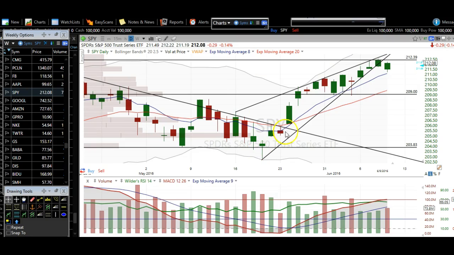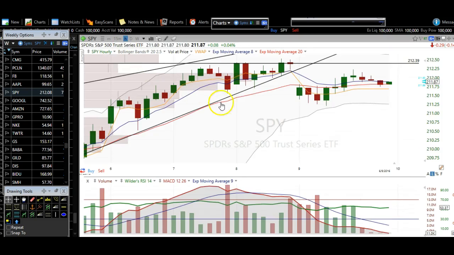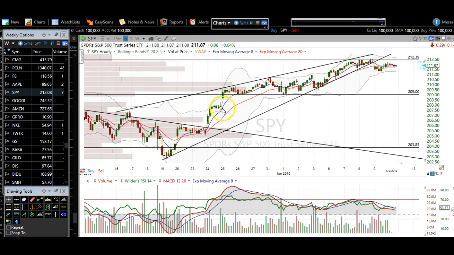All right, so let's get into these charts here. S&P 500, a pattern here that I want to point out. We have a potential rising wedge breakdown right here, and today would be day number 1 that we broke out of that wedge. You can see it a little better on the hourly chart here.